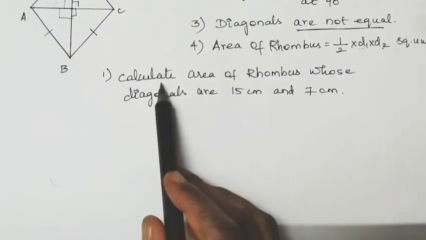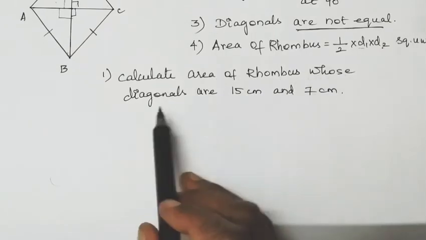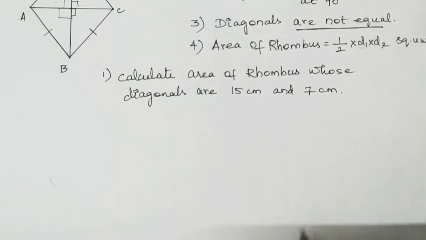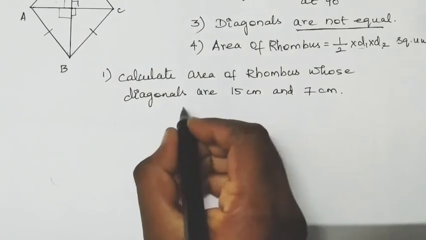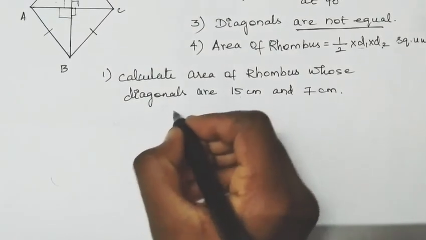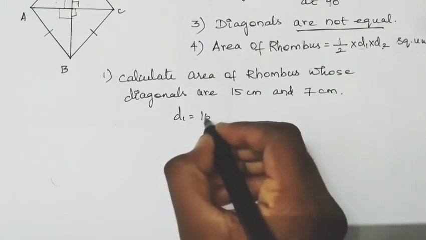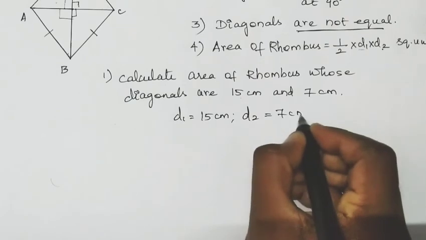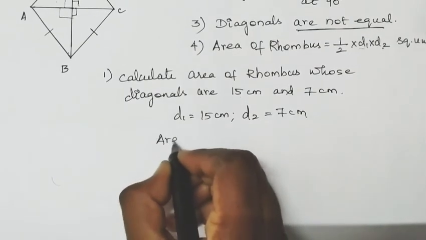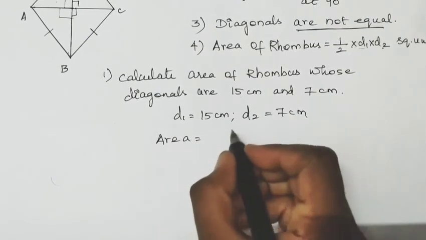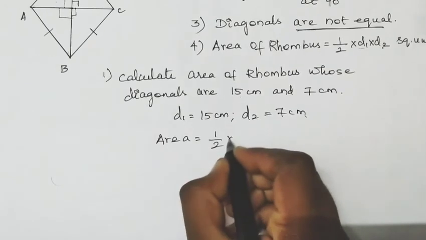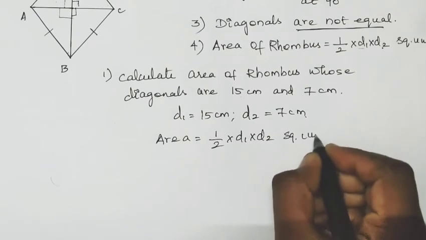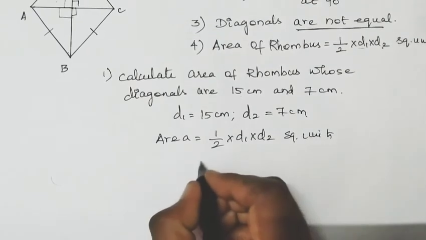Now look at the sum. Calculate area of rhombus whose diagonals are 15 centimeter and 7 centimeter. So they have given D1 and D2. D1 is equal to 15 centimeter and D2 is equal to 7 centimeter. We know the formula to calculate area of rhombus is half into D1 into D2 square units. Now substitute the values in the formula.